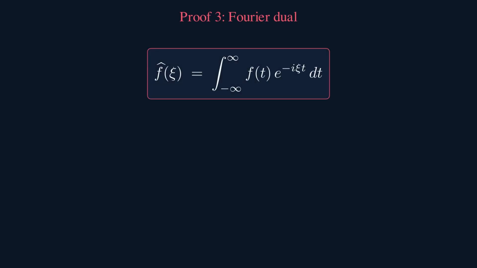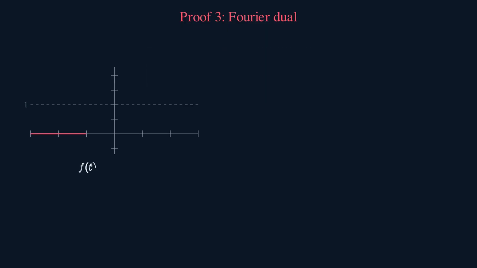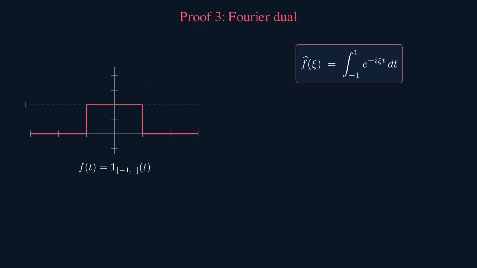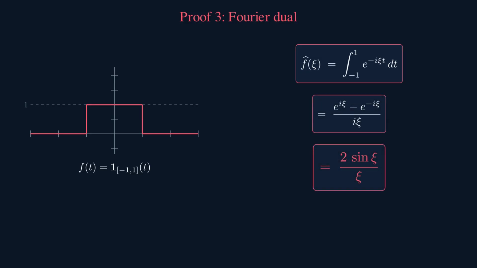That's the hint. Pick a function whose transform is sine x over x and read the integral as a Fourier evaluation at the origin. Take f to be the indicator of the interval from -1 to 1, a rectangle of width 2 and height 1. Its Fourier transform is a single integral, and the antiderivative is elementary. Antidifferentiate in t. Evaluate at the endpoints. The numerator is e to the i xi minus e to the minus i xi, which is 2i times sine xi.